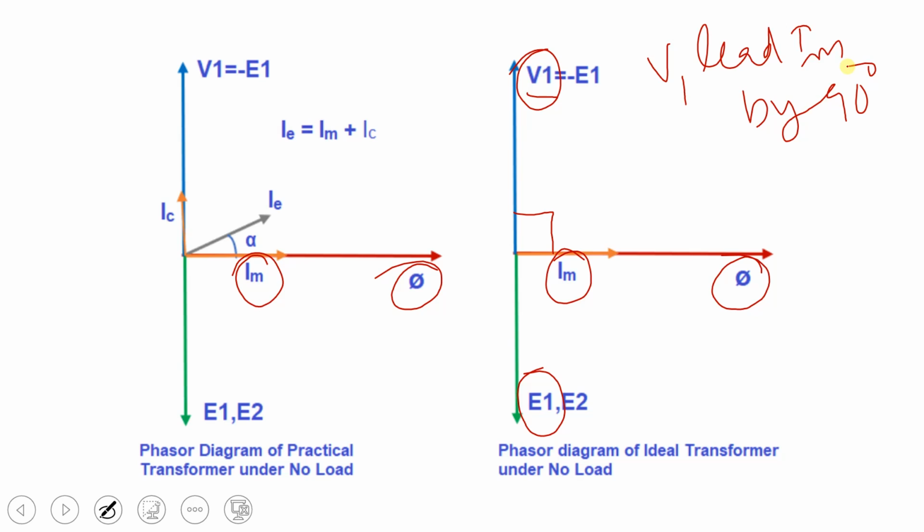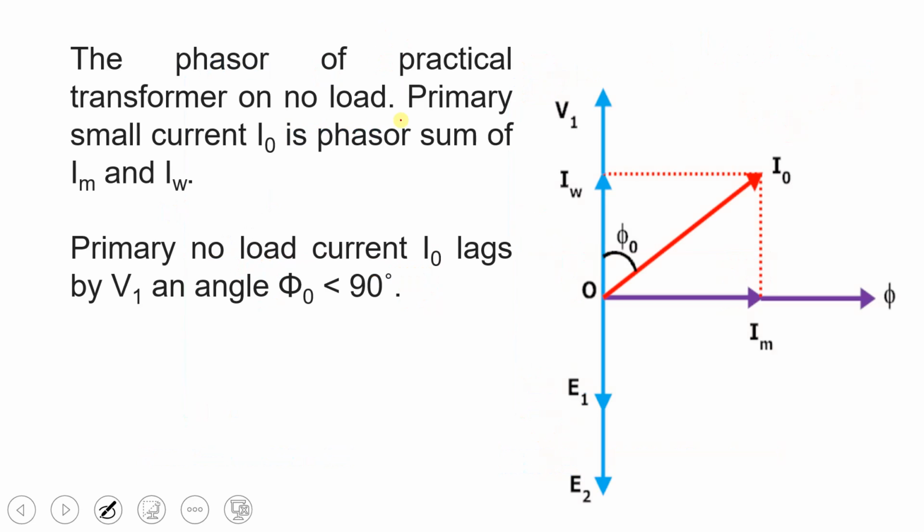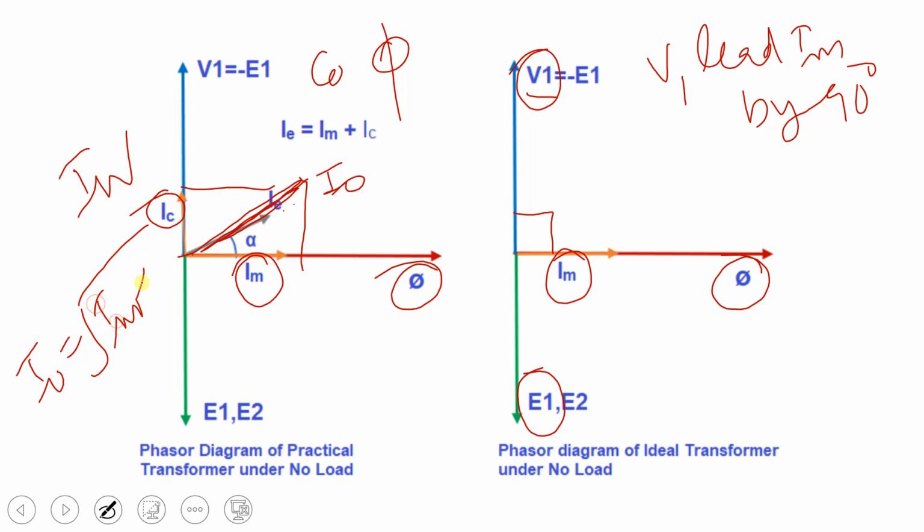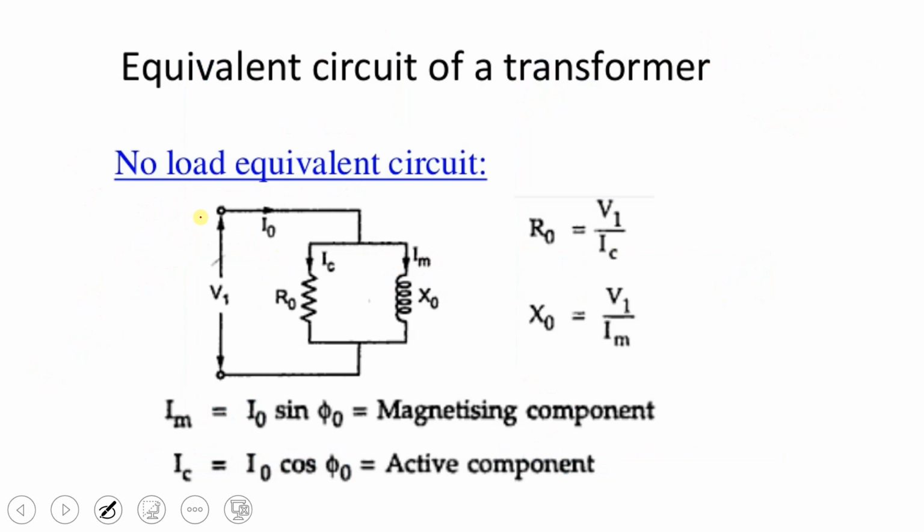But in this case, the angle between V1 and Im is phi, as this angle phi is less than 90 degree. So this is the reason we are taking it here. This is our I0 and this is IC, Iw we can write, and this is Im. And the summation of this is called I0, which is equal to the square root of Im squared plus Iw squared. So this is the comparison of the phasor diagrams.